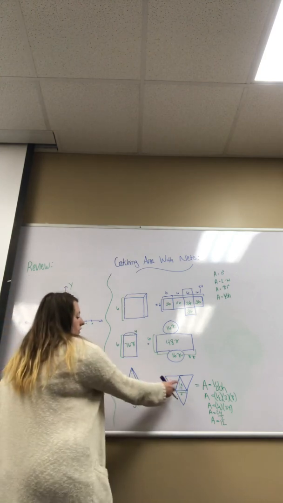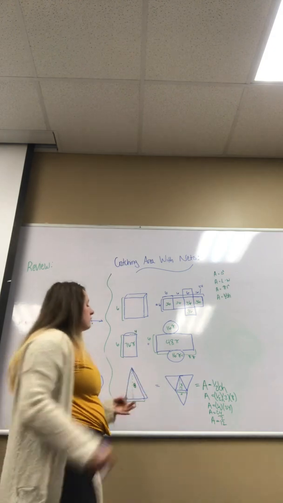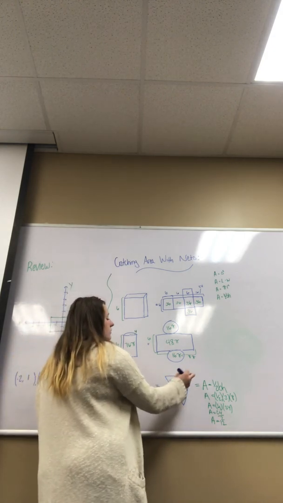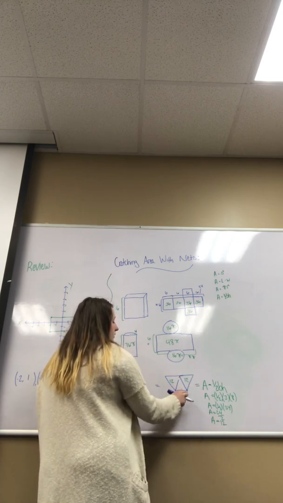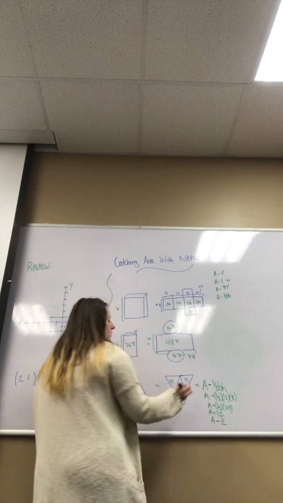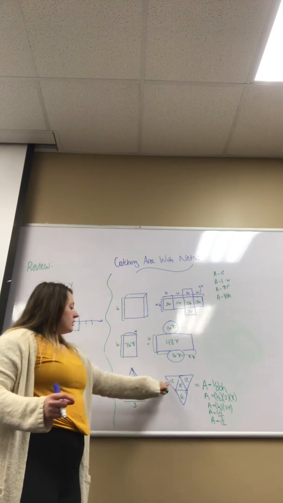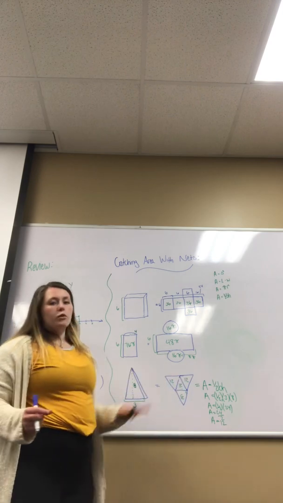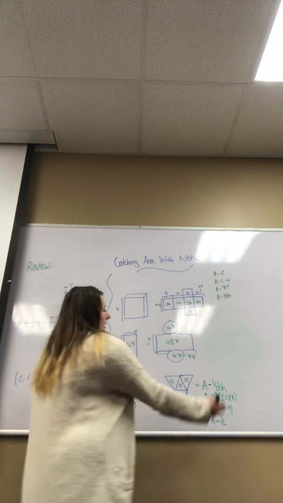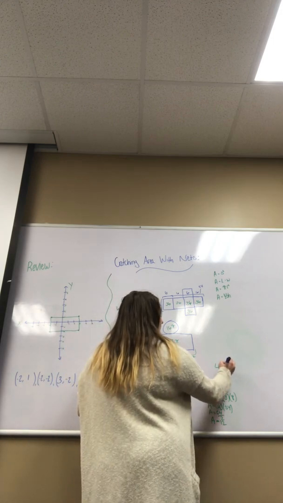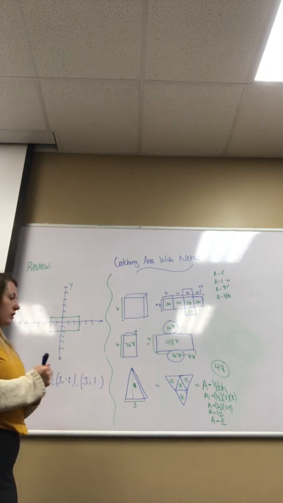If they're all equal, what's the area of this triangle? 12. And this one, 12, good. And then we'll just erase this. 12. So to find the total area, we're going to add up all of these areas, right? So we have 1, 2, 3, 4 triangles. They're all 12. So what is 12 times 4? 48. So our area for this tetrahedron is 48. Okay?